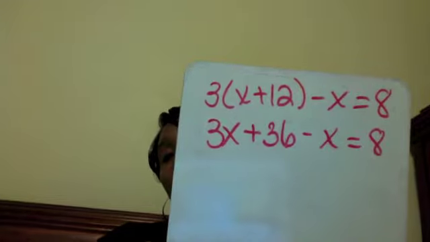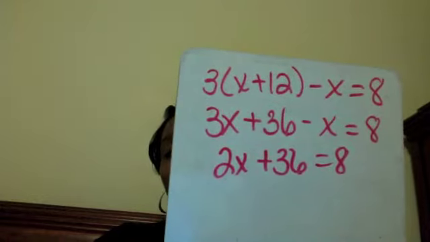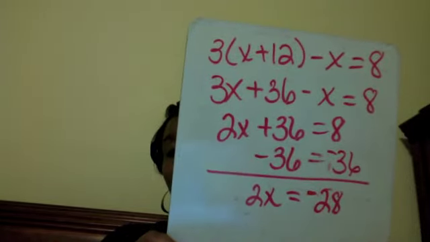Okay, so now combine like terms. All right, now subtract 36 from both sides. Okay, and divide both sides by 2. X is negative 14.